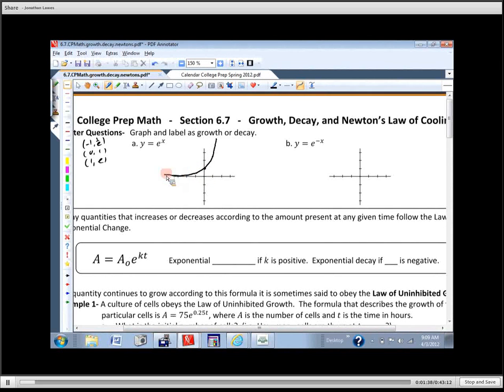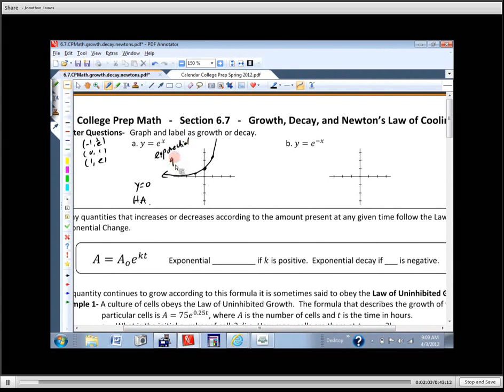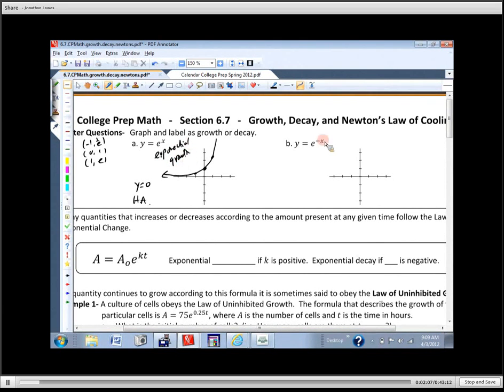It's going to come out here, run along the x-axis. It's got a horizontal asymptote of y equals 0. And we labeled those 3 points right there. Okay, they're these guys. Is this growing or decaying? Is this getting bigger or getting smaller? Okay, so this is exponential. This one's growth. Okay. What does the negative with the x do to this graph?